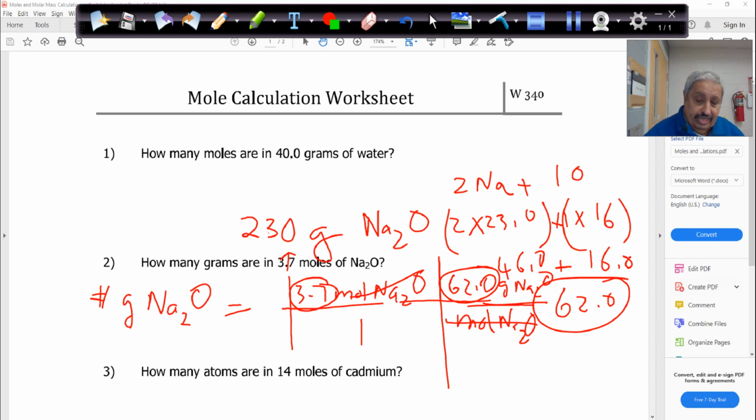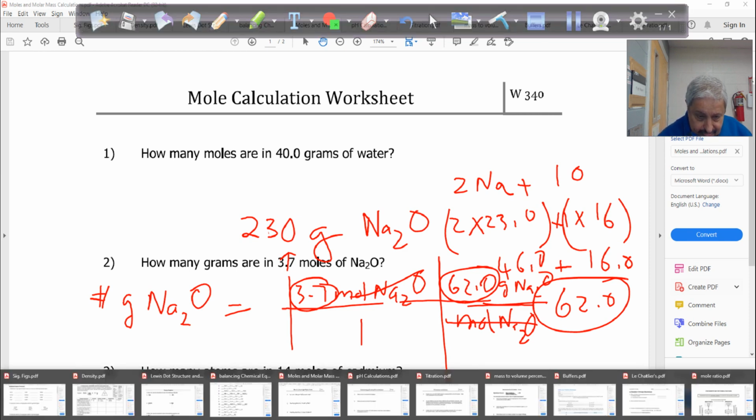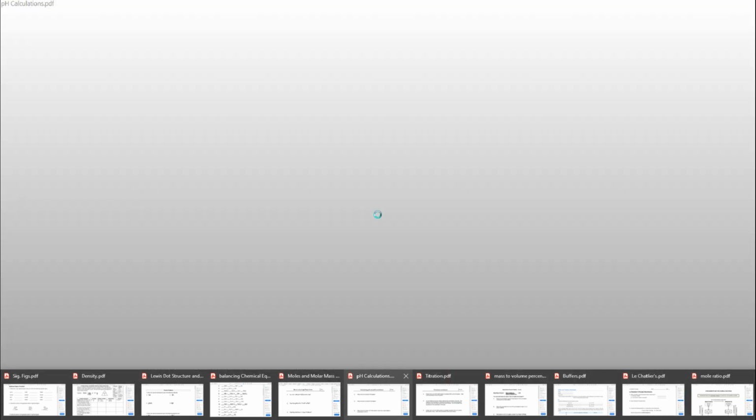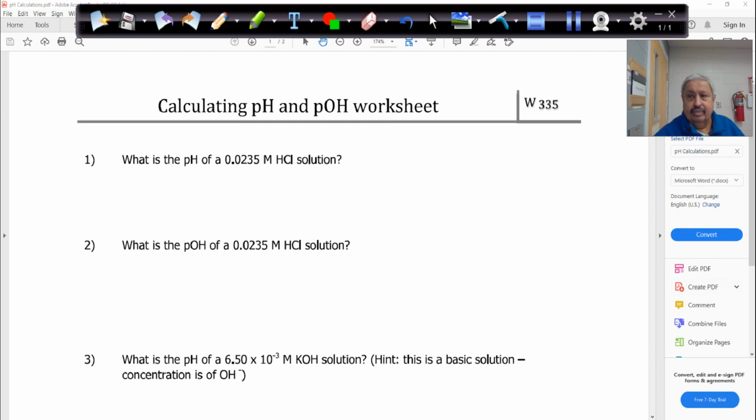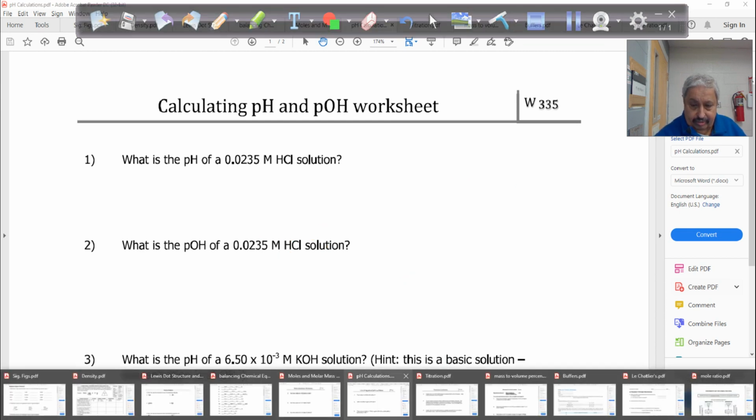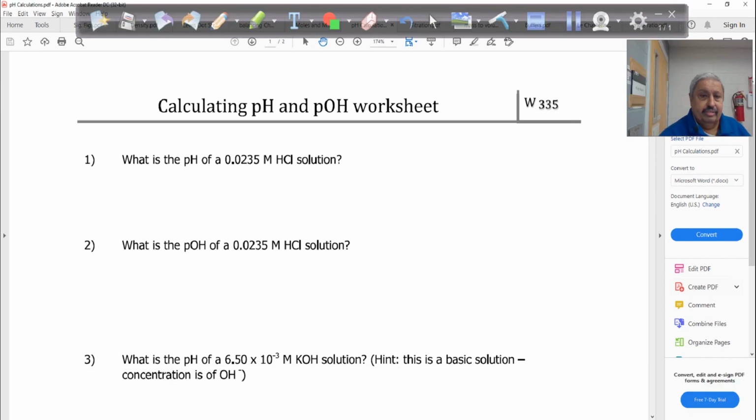So I think that's enough for this. And just looking at this here, we'll go for pH calculations. So let me take this one out. And we are going to the pH calculation. So, well, the pH calculation, we have to look at this. What is the pH of HCl with molarity 0.0235.